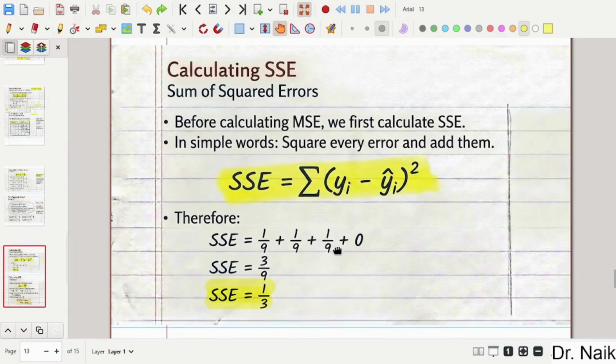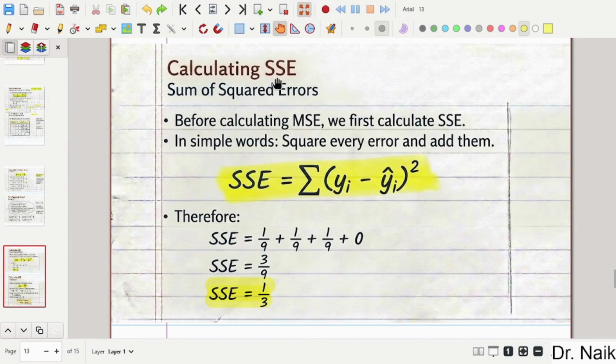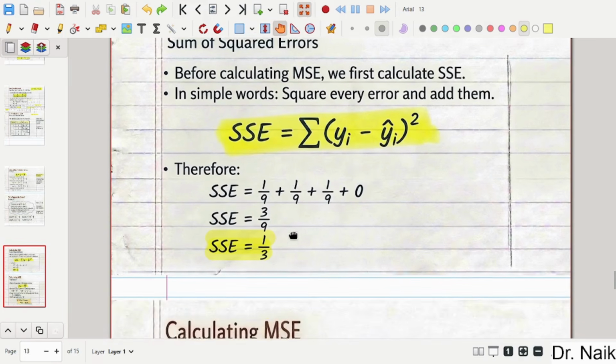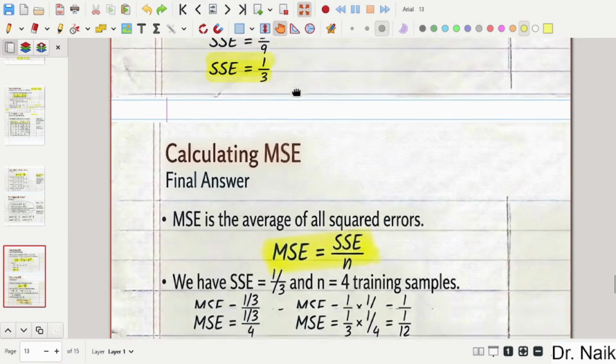So calculate the SSE. SSE means sum of squared errors. Before calculating the mean squared error, we first calculate the sum of squared errors. In simple words, sum of squared errors sums every squared error. So SSE is equal to summation of yi minus y hat, whole squared. So 1 by 9 plus 1 by 9 plus 1 by 9 plus 0 is equal to 3 by 9. So SSE, that is sum of squared errors, is 1 by 3.